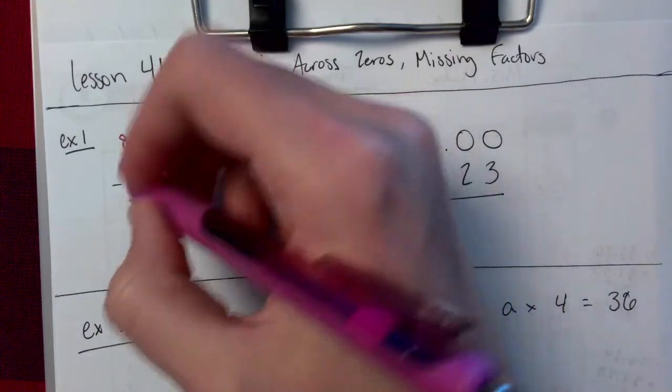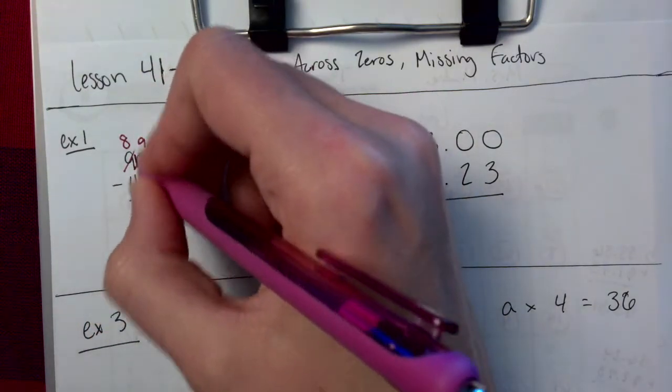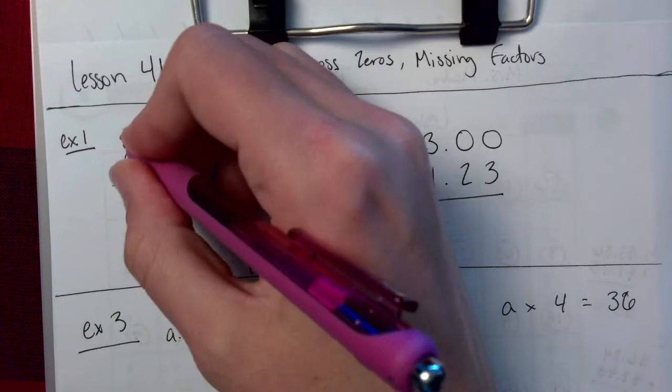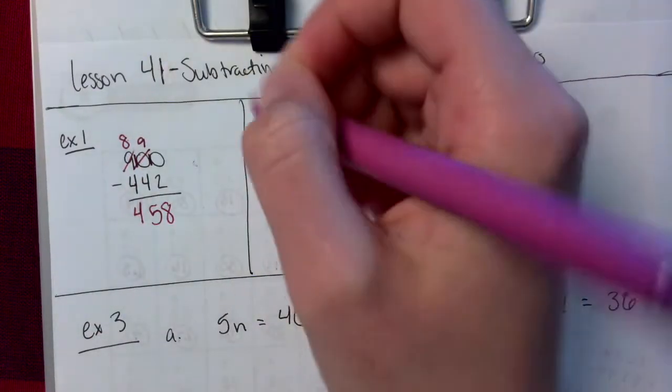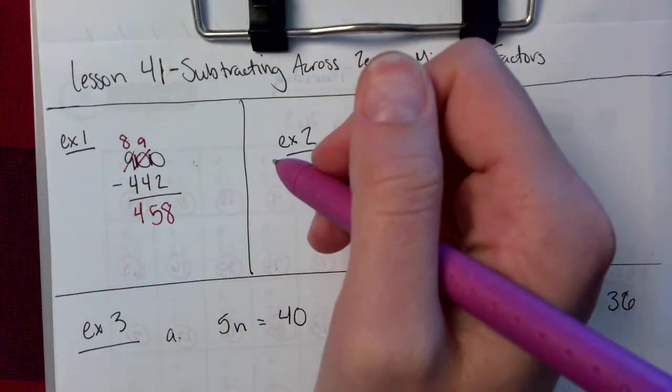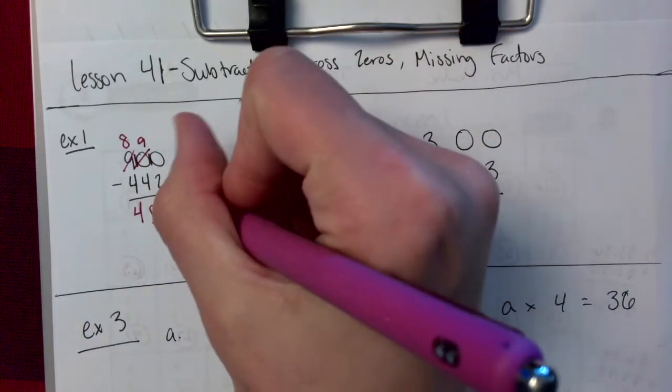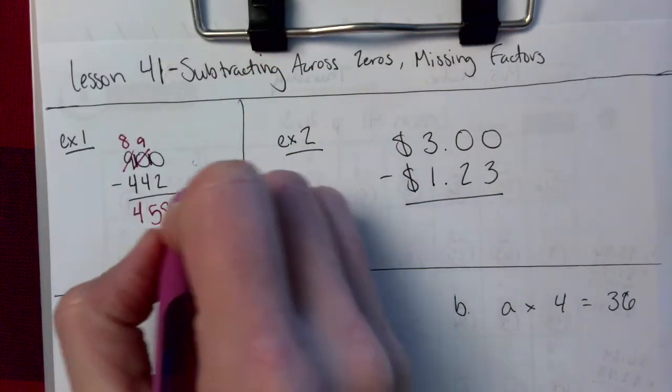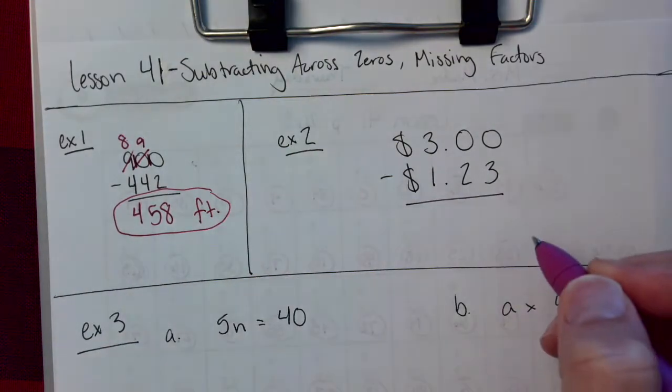Now I can do 10 minus 8 is 2, 9 minus 4 is 5, and 8 minus 4 is 4. So I can get 458 feet for my final answer there.